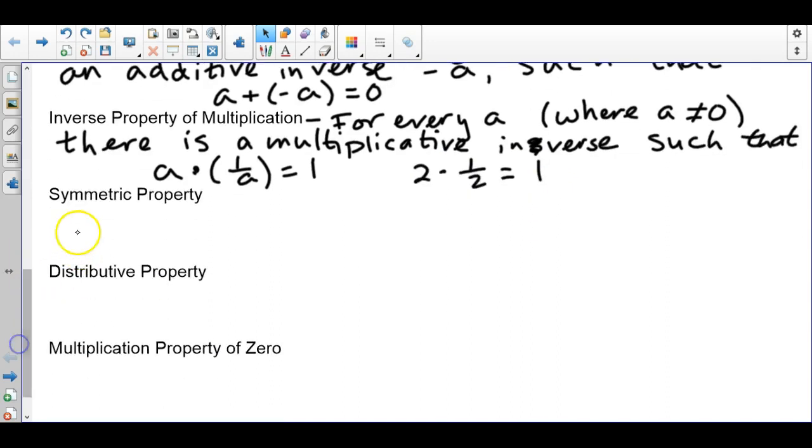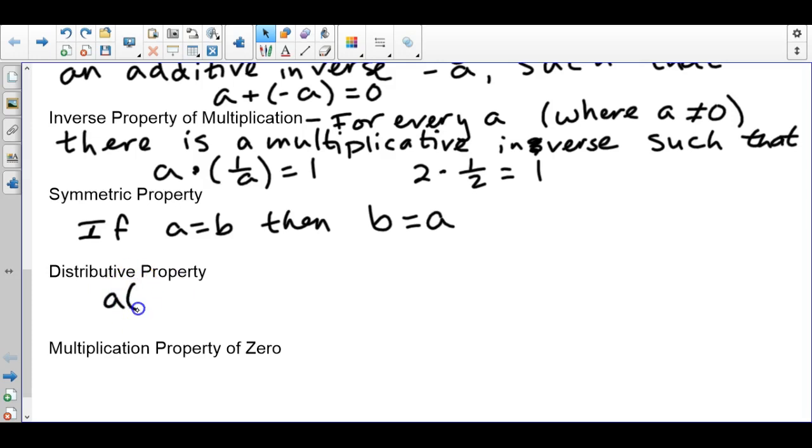Next is the symmetric property. If A equals B, then B equals A, so you can flip it, and it still is equal. There's the distributive property. A times parentheses B plus C, you can distribute that outside number in and multiply it by both things on the inside. A times B plus A times C is the same thing.